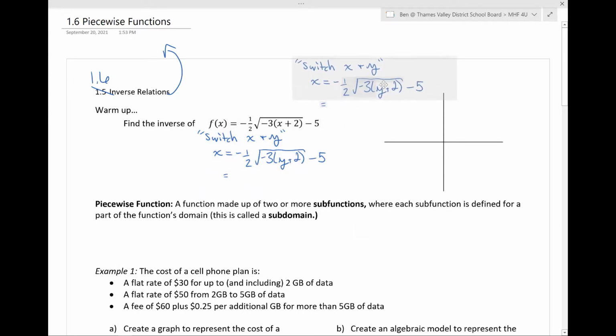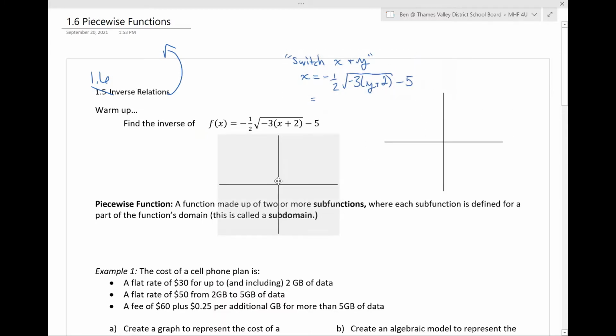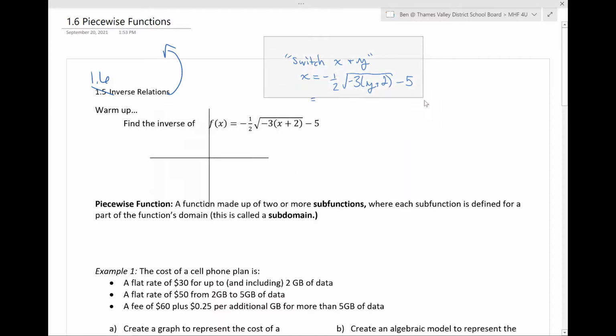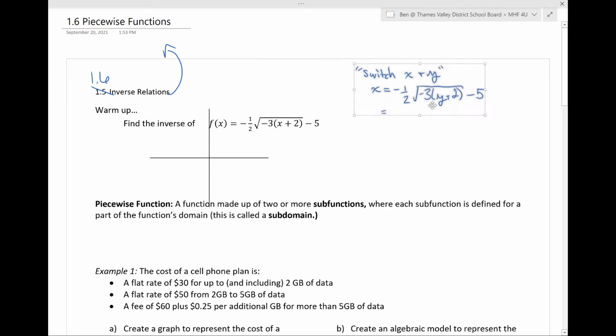We're going to shift this around here. I know, rather than restarting the video, I'm feeling like we can do this on the fly. Good, so we can now add 5 to both sides. So that is x plus 5 equals -1/2 times the square root of -3 times y plus 2. Multiply both sides by -2. That is -2 times x plus 5. We're working our way forward here. Times the square root of -3 times y plus 2, all square rooted.